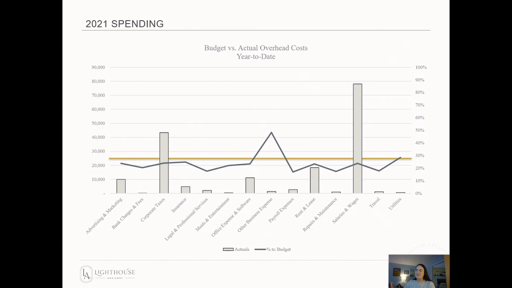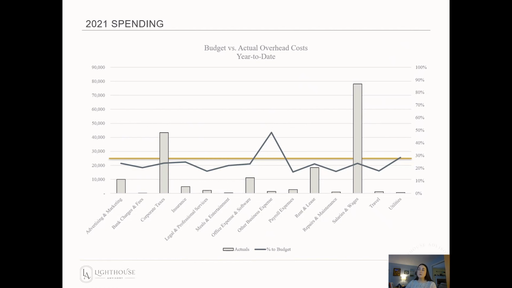This next one is one of my favorites, taking a deeper dive into overhead spending. This looks at the actual dollar value of spending. So those are the bar graphs versus the percent to budget in the dark blue line graph. So that line graph shows you how close you are to meeting your budget for the year. But for example, other business expenses here spikes fairly high, but the actual dollar amount is not as low. So it gives the business owner a little bit of perspective in seeing if they're close to their budget on a specific line item, how much of their actual spend does that line item make up?